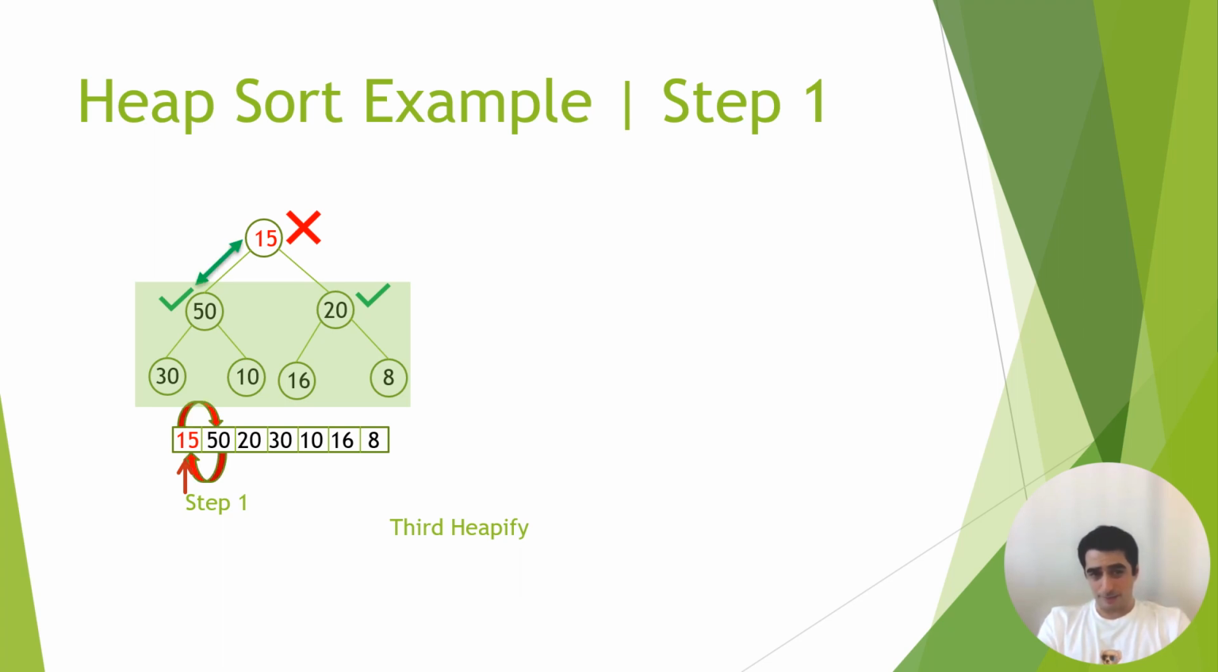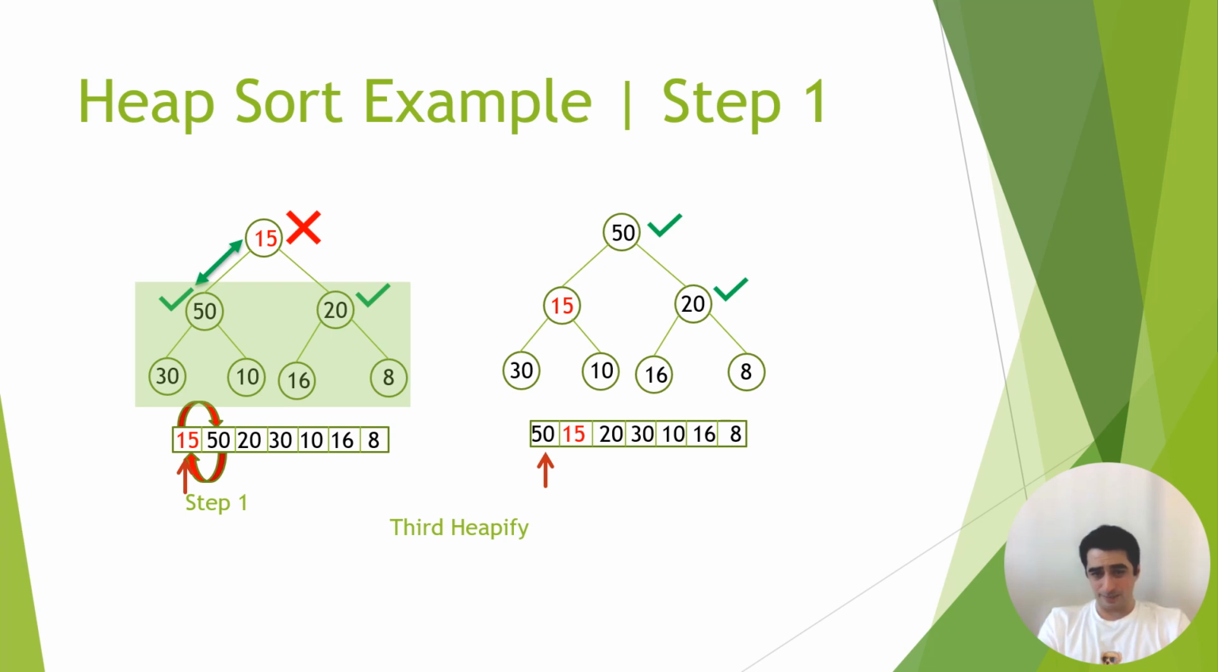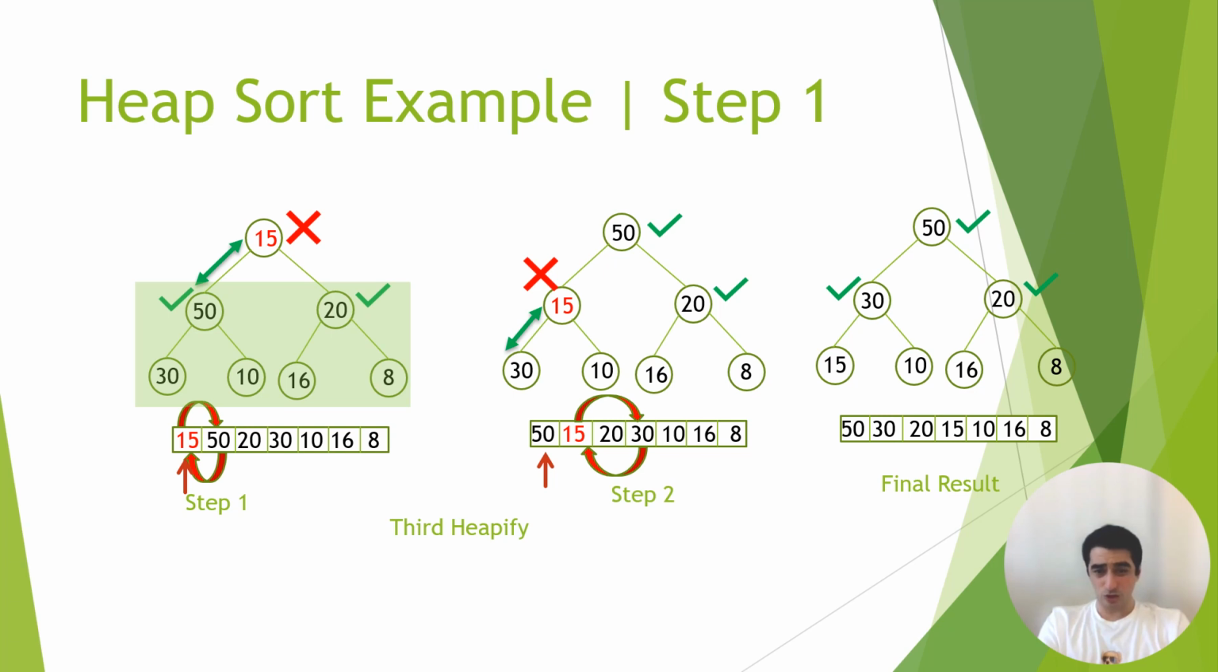You're going to swap 50 and 15. The next step is to heapify, to compare 15 with its two children again. Again, 15 is not greater than the two children, so we need to have another swap in this third heapify operation. 15 should be swapped with its maximum child, which is 30. After this swap, we have a perfect max heap, which is basically the final result of build heap operation on a given array. That's the first step of heap sort.